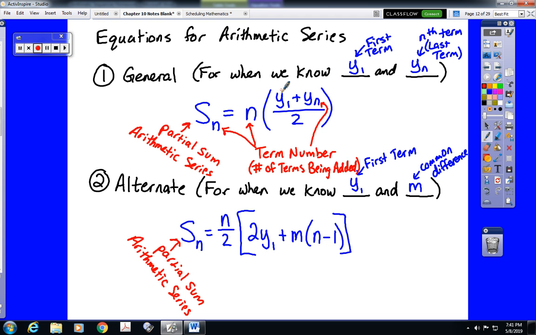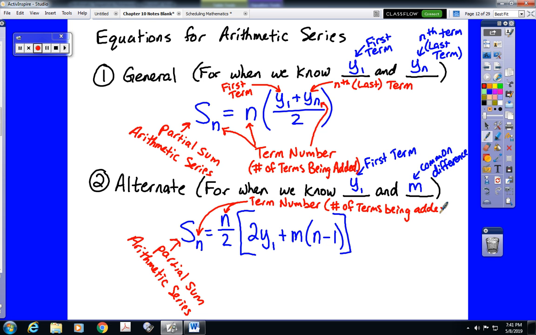Then we've got the first term, y1, and the nth or last term being added, yn. Down here, it's the same. N is the term number, or the number of terms being added.